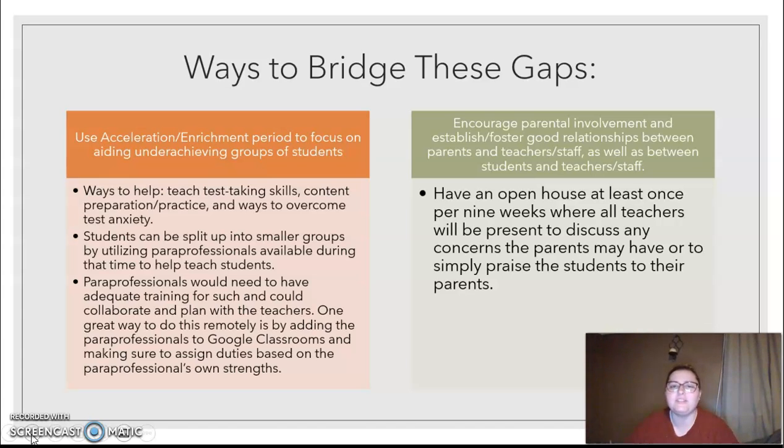Students can also be split up into smaller groups by utilizing the paraprofessionals available during that time to help teach these students remedial skills that they may need help with. Paraprofessionals would need to have the appropriate training and could co-plan, so to say, with other teachers. A great way to do this remotely so that it's not adding so much more onto our teachers and paraprofessionals' plates is by adding the parapros to Google Classroom and communicating that way.